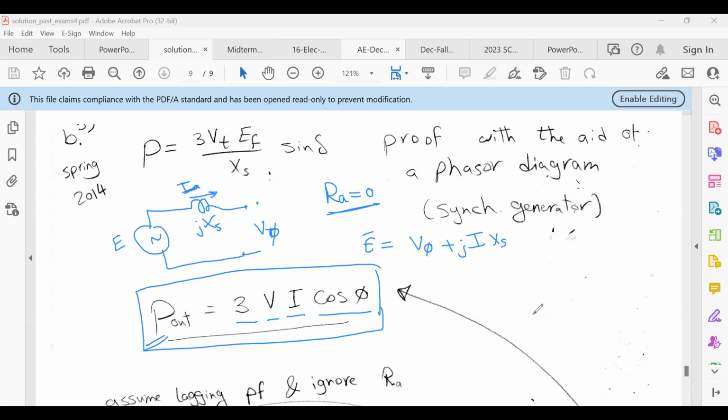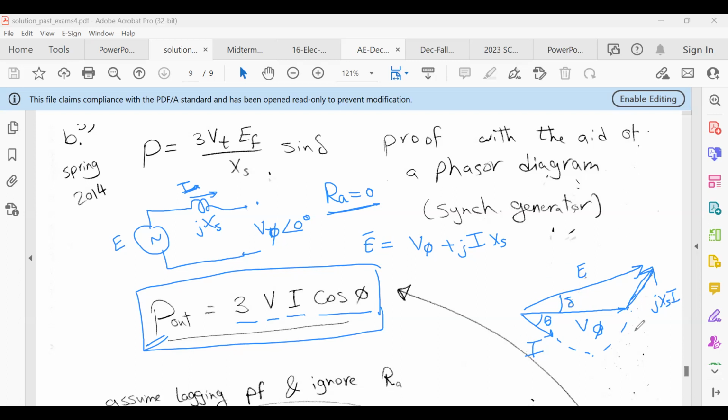j X_S. For the phasor, usually we take V as the reference, at angle 0. For the current, let's assume it's lagging, and this angle is sometimes called theta, sometimes phi. Because of the j, 90 degrees, you will have j X_S I, and then this is the E. This is the phasor diagram, and this one is delta.